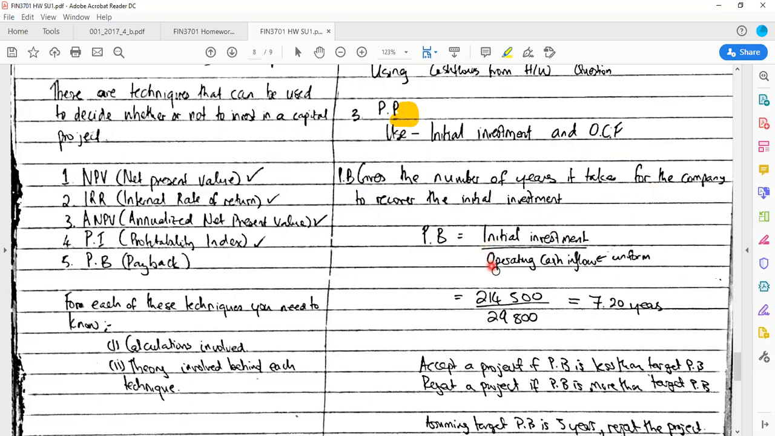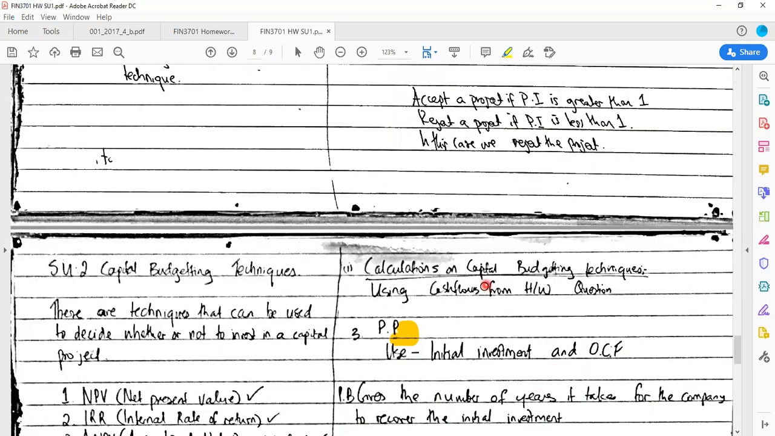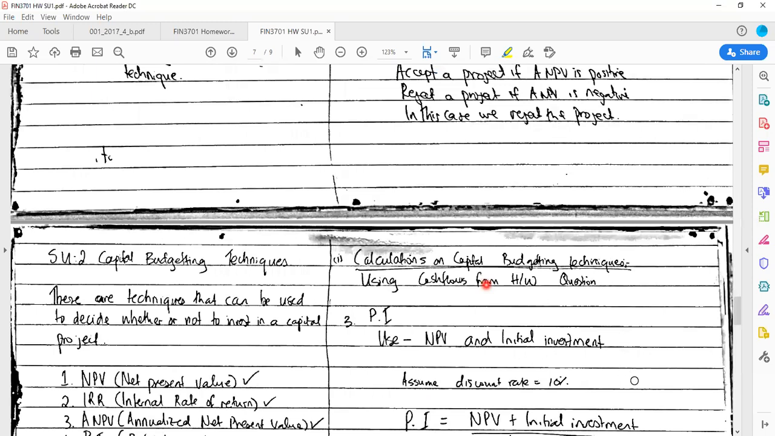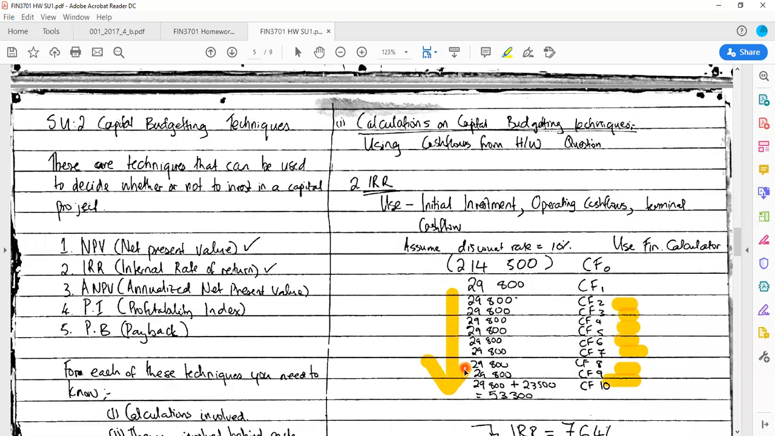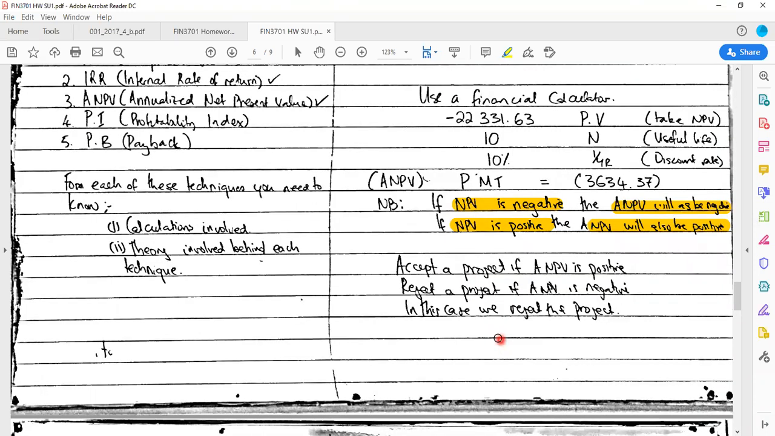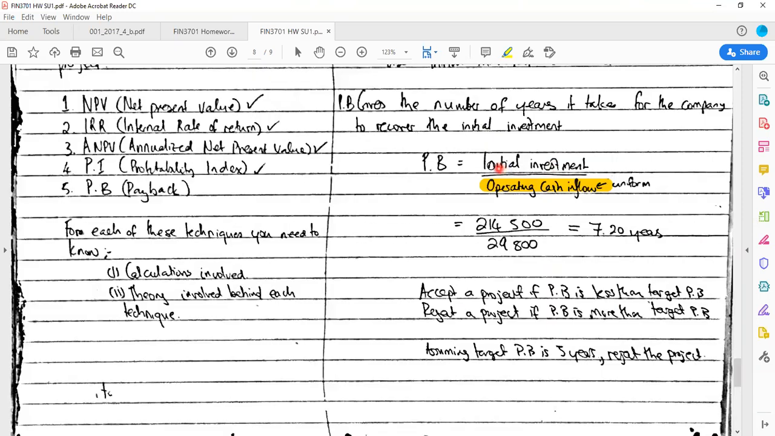Most of the time, the question you'll get will have uniform operating cash flows. For example, here, our cash flows are the same each year. So we say these are uniform operating cash flows. It's 29,800 over the life of the project, right? So if you have uniform operating cash flows, to calculate your payback, you simply take your initial investment divided by the uniform operating cash flows. So in this case, it will be 214,500 divided by 29,800, and you get 7.2 years.